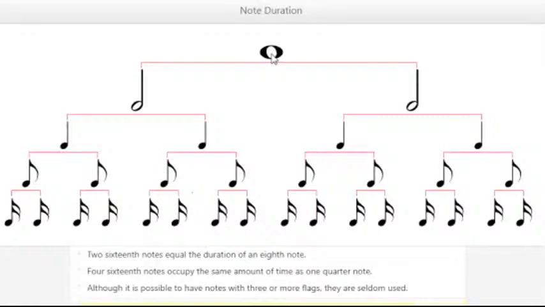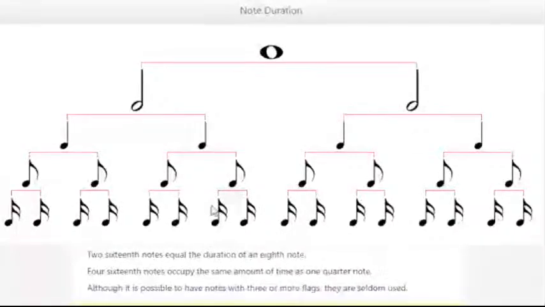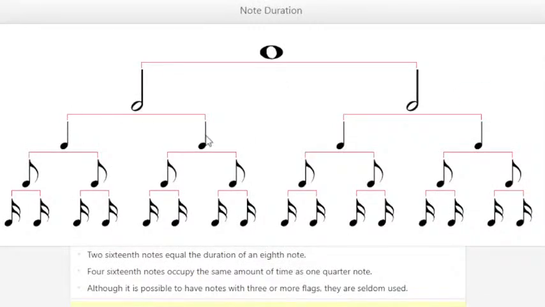So we have ta, ta, ta, ta, ta, ta, ti, ti, ti, ti, ti, ti, ti, ti, tika, tika, tika, tika, tika, tika. You see? Again, ta, ta, ta, ta, ti, ti, ti, ti, ti, ti, ti, ti, tika, tika, tika, tika.